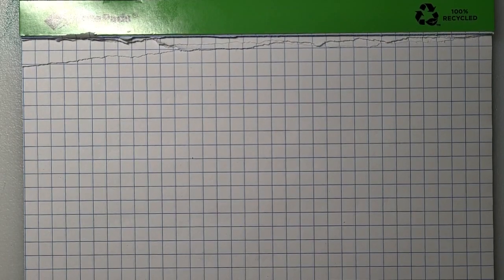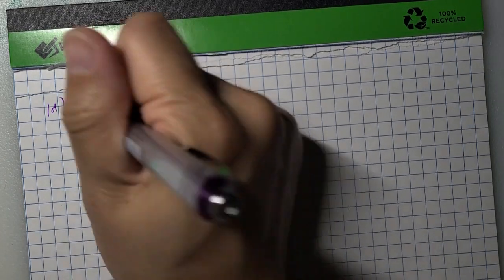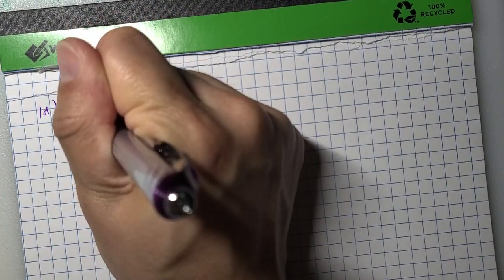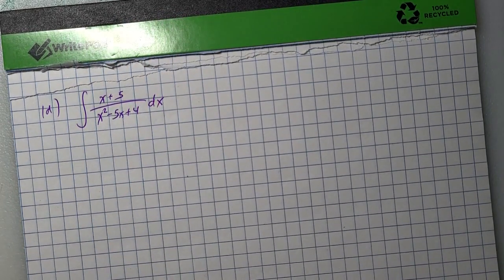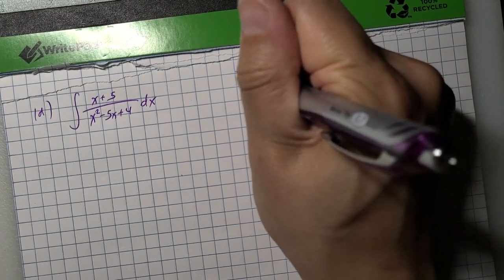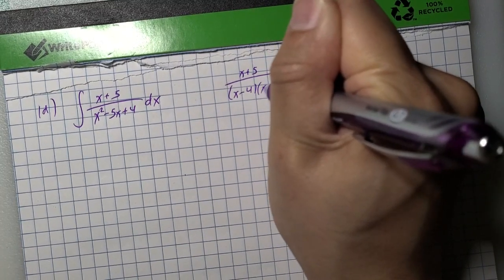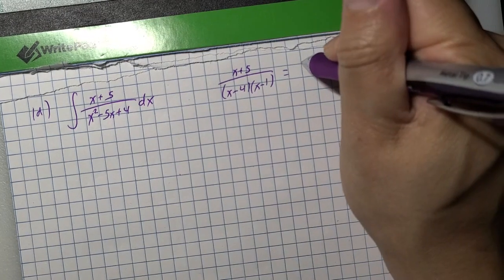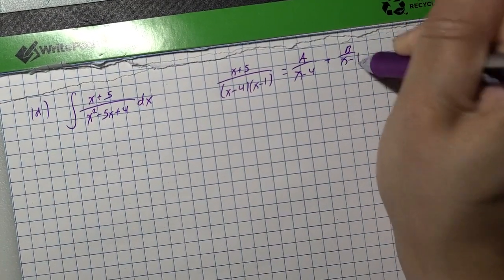And then we have 1D, which is the integral of x plus 5 over x squared minus 5x plus 4 dx. This one looks like it's partial fractions, so we can write this as x plus 5 over, if we factor the bottom, x minus 4, x minus 1, is equal to partial fractions A over x minus 4 plus B over x minus 1.